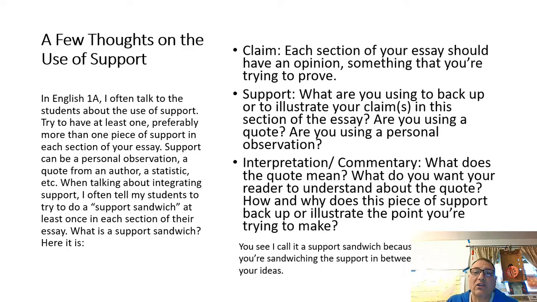But you want to have a claim, and you want to have support. On the right side of the screen, at the top, it says claim. Each section of your essay should have an opinion, something that you're trying to prove. The next thing, it says support. What are you using to back up or to illustrate your claims in this section of the essay? Are you using a quote? Are you using a personal observation, etc.? And then the third thing here, I call interpretation or commentary.